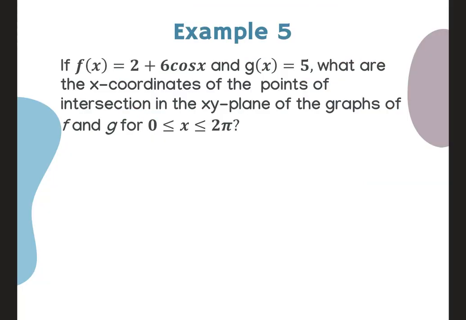All right, example 5 says, if f of x equals 2 plus 6 cosine of x and g of x equals 5, what are the x coordinates of the points of intersection in the xy plane of the graphs of f and g for 0 is less than or equal to x, which is less than or equal to 2 pi. So we're going to do the same thing. We're going to graph this, and then we're going to see where they intersect.